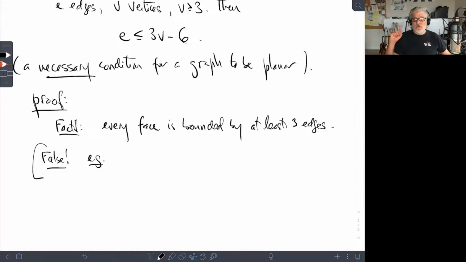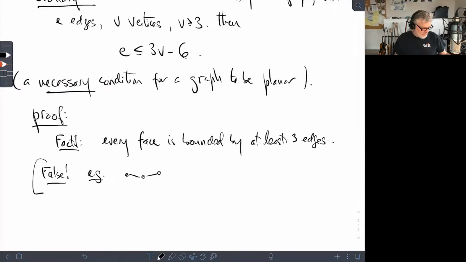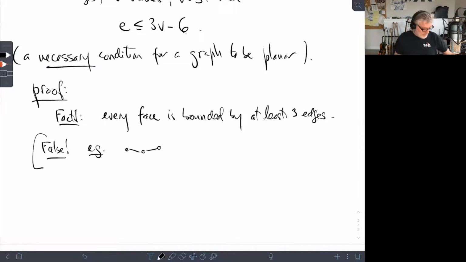But it's false for only one graph. And that graph is this one. Recall that we're making the assumption that our graph is connected, it is planar, and it has at least 3 vertices. But this graph here, the path of length 2, you have only one face, which is the unbounded face, and it's bounded by only 2 edges. That's bad, right?